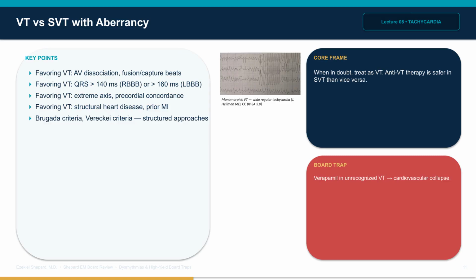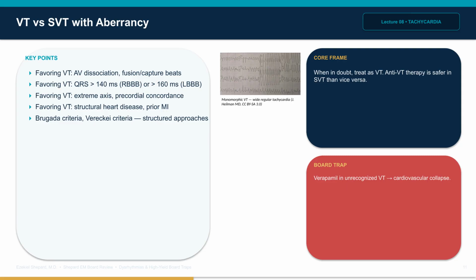Distinguishing VT from SVT with aberrancy is hard. Features favoring VT: AV dissociation, fusion or capture beats, QRS over 140 milliseconds with right bundle morphology, or over 160 with left bundle, extreme axis deviation, precordial concordance, and history of structural heart disease or prior infarct.